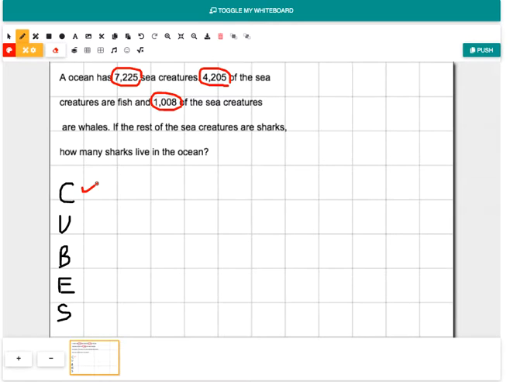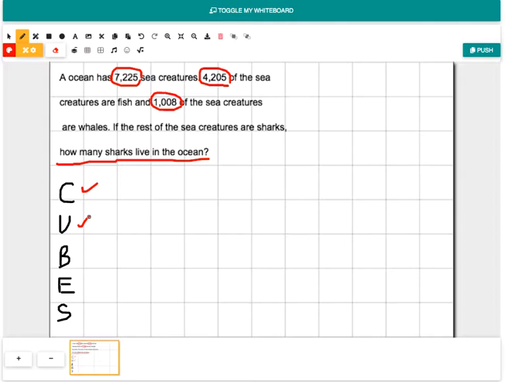Or underline the question, I'm sorry. So we're going to underline the question. A question always ends in a question mark. So we're going to be looking for the question mark and then underline that question. So here's the question mark. So it says, how many sharks live in the ocean? That's going to be our question. Now I can check that off.